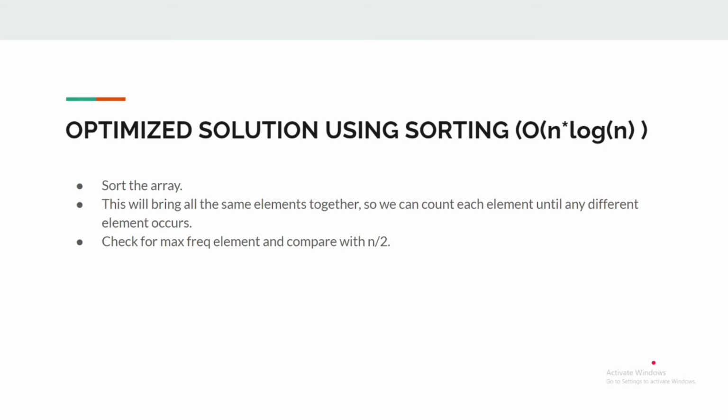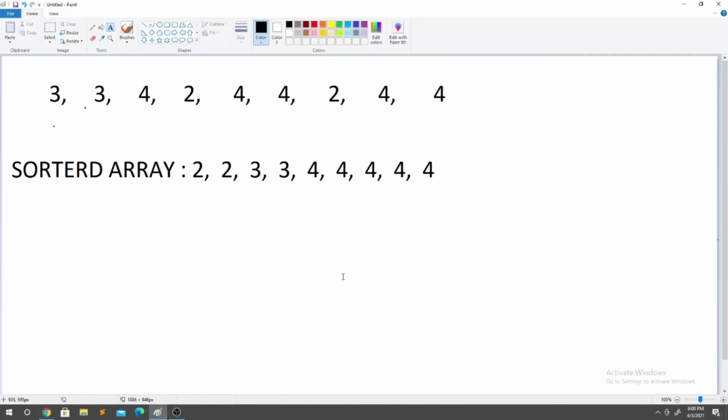The next solution is done using sorting. What this solution says is we can just sort the array. This will bring all the same elements together and we can count each element until any different element occurs. So what I mean by this is, suppose this was our original array, and after we sort it, our sorted array will look something like this. Now you can see all the same elements are present together.